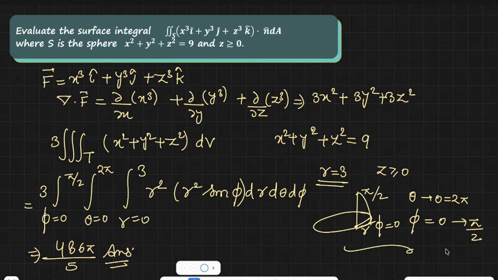But the main concept was this. This was the important concept. Keep it in your mind whenever you are solving this question.